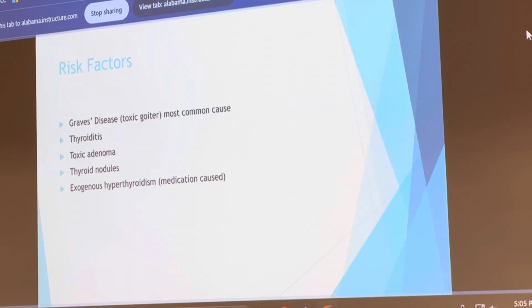So risk factors would be Graves' disease, and that's where you have a goiter. So what's a goiter? It's a growth on the neck, that big neck. It'll be a nodule or thyromegaly. And so that's your common cause, because essentially your thyroid is growing and replicating, producing more hormone, and that's how we wind up with hyper.